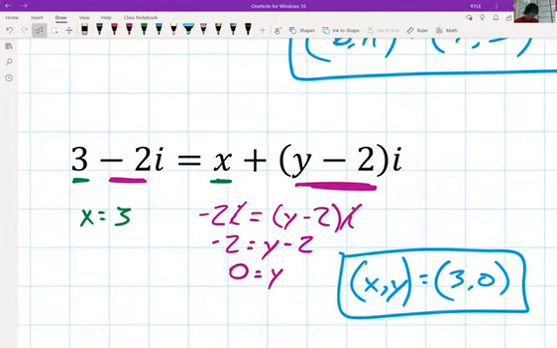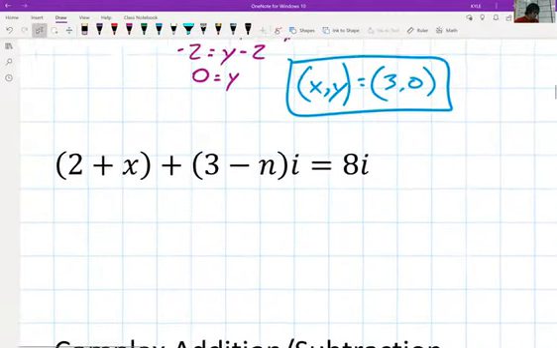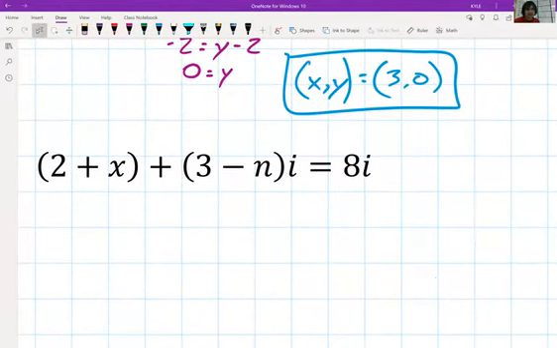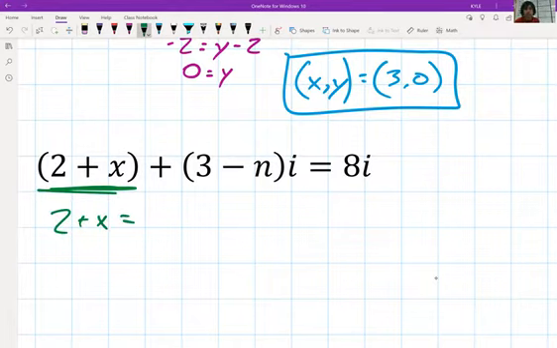Okay. One more like this. 2 plus x plus the quantity 3 minus n i is equal to 8i. So using the same colors, let's make sure our real parts match. 2 plus x has to equal, what is the real part on the right-hand side? Well, it doesn't show up, so it's a 0, right? It's that invisible 0. So 2 plus x has to equal 0. That just means x equals negative 2.